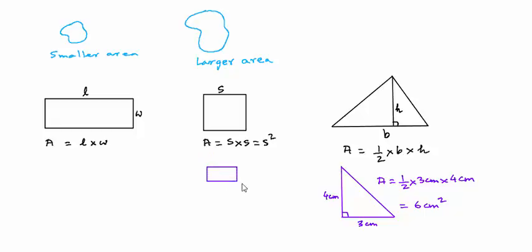Similarly, the area of a square, let's say 5 millimeters on each side, is going to be 5 millimeter times 5 millimeter, which is 25. 5 times 5 is 25 square millimeter or millimeter square.